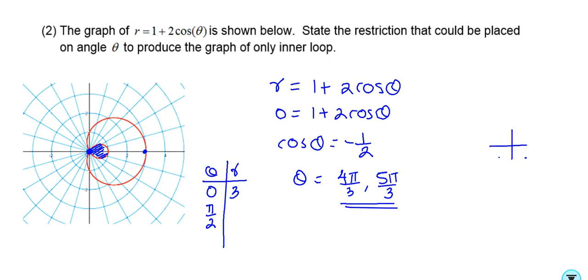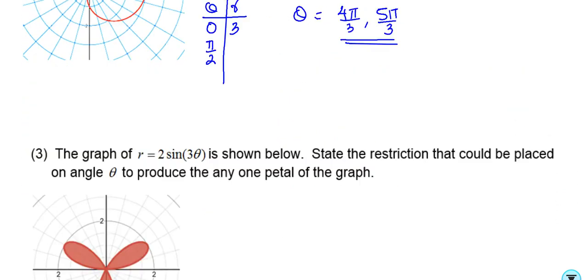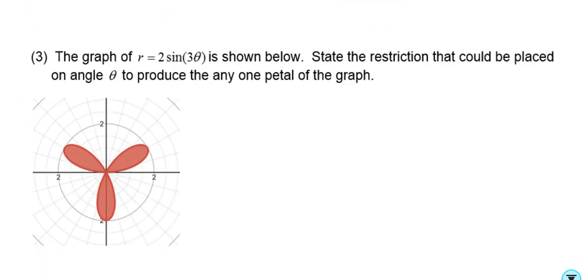Very interesting one is the 3-petal rose. So let's talk about the 3-petal rose. I'm going to make a connection way back in pre-calculus. y is equal to 2 sine 3 theta. You have to understand the connection between rectangular and polar.